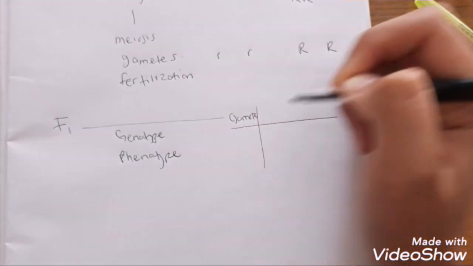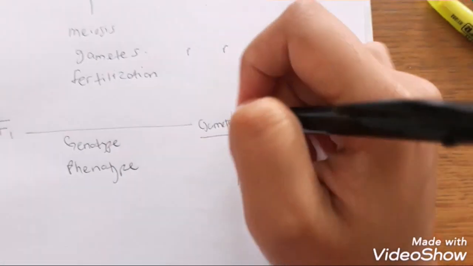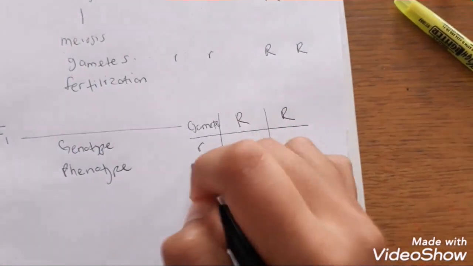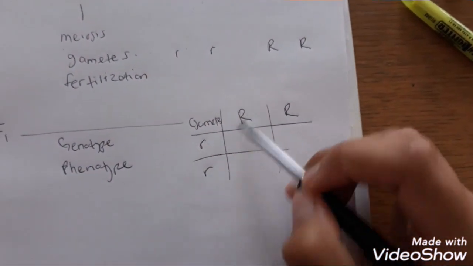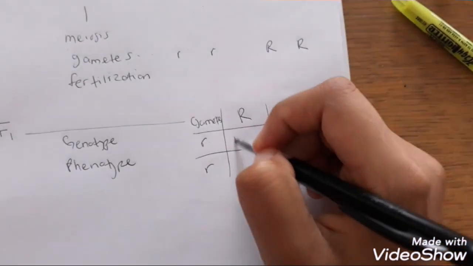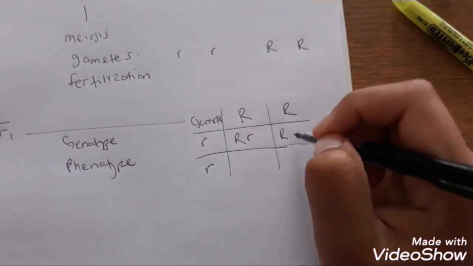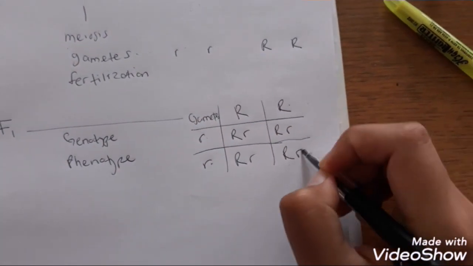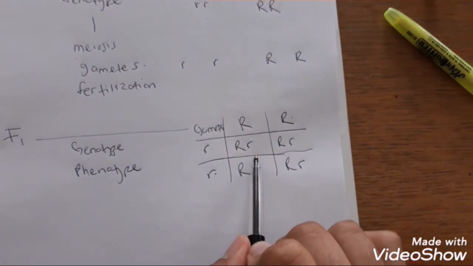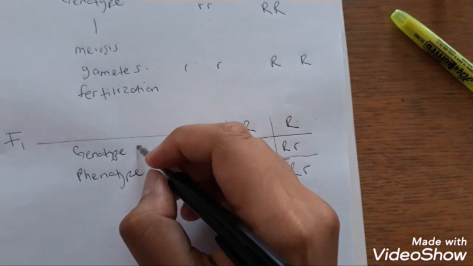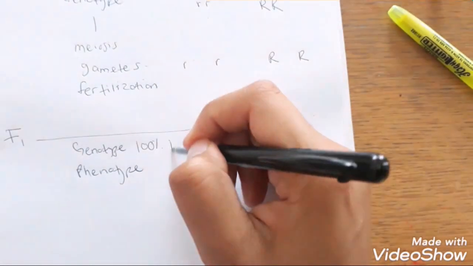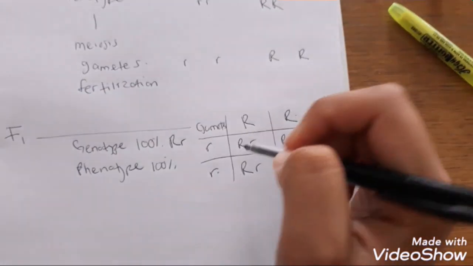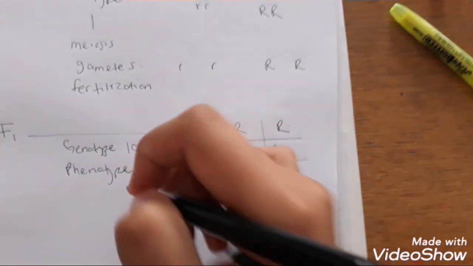We write gametes in the middle, at the top, and we have our big R, and our small r, small r. Now we do multiplication. The big R, small r, big R, small r, big R, small r, and big R, small r. The genotype of the offspring will be 100% big R, small r, and there will be 100% what is the dominant trait? Brown eyes.